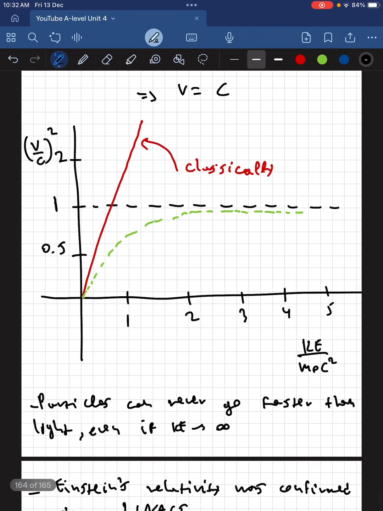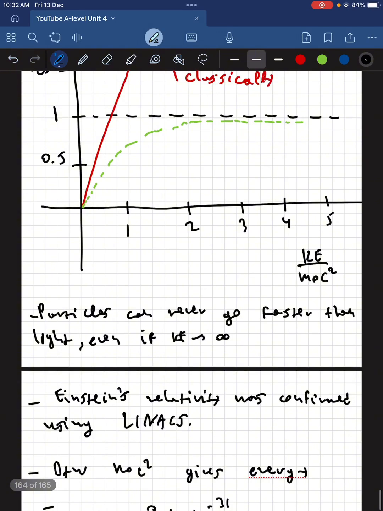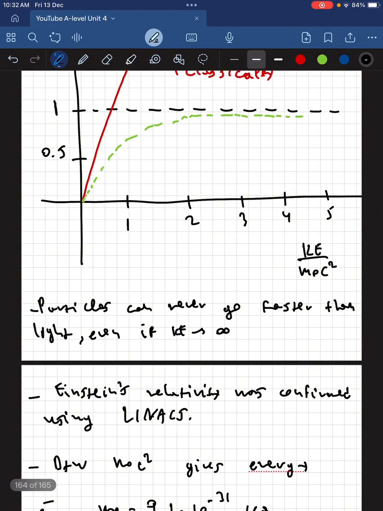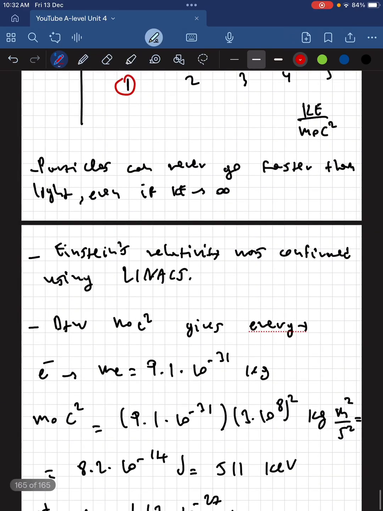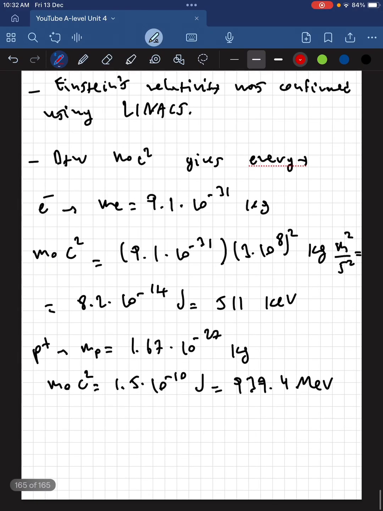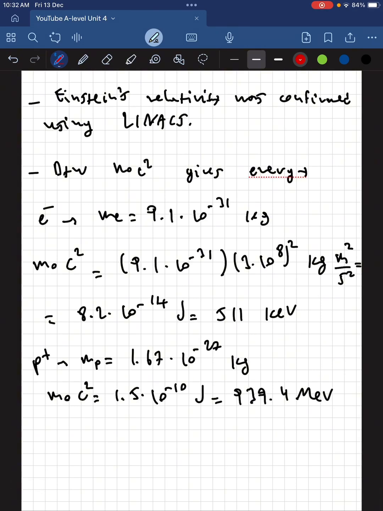So when we made this plot, the optional plot, if we were dealing with electrons, then a kinetic energy of 511 kilo electron volts will give you this number 1 here, okay? If we increase the kinetic energy of the electron to, say, 2 times 511, which gives us 1022, this will be an electron with an energy of 1022 kilo electron volts, and so on and so forth.